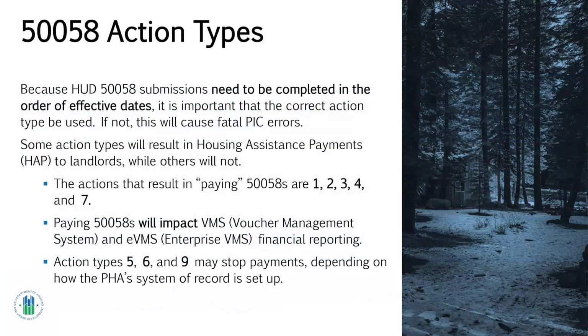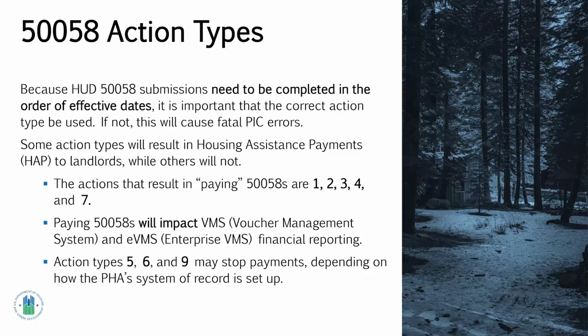The 50058 Common Fatal Errors Report looks at the types of actions that have errors in order to better understand the impact fatal errors have on program management. The PIC Error Guidebook provides more detailed information about each action type. Because HUD 50058 submissions must be done in a specific order, it is important that the correct action type be used. If not, this will cause fatal PIC errors.